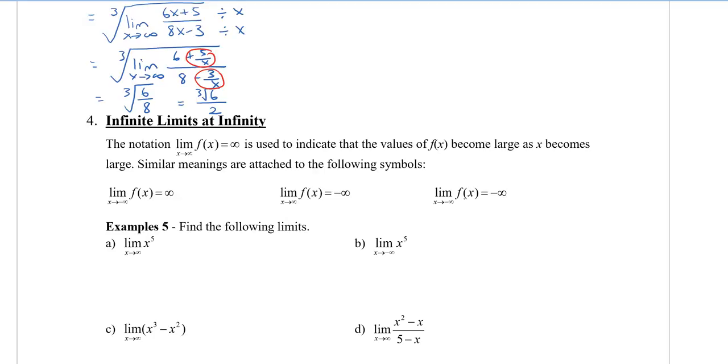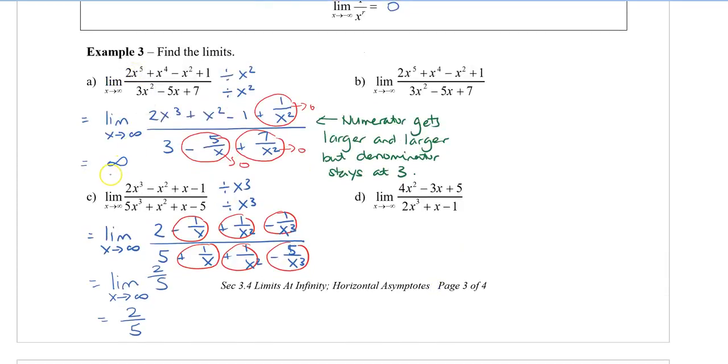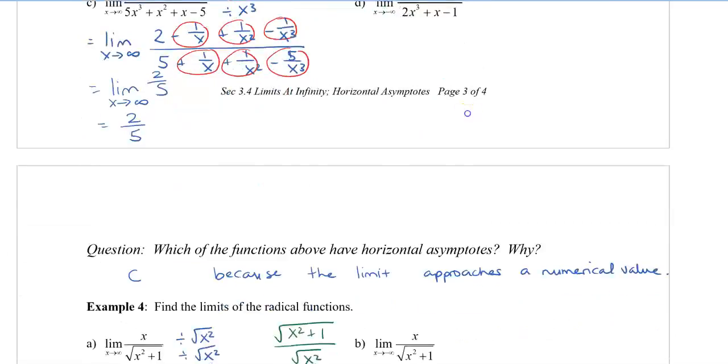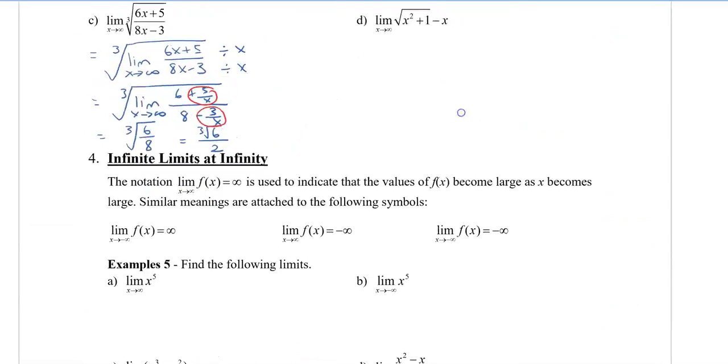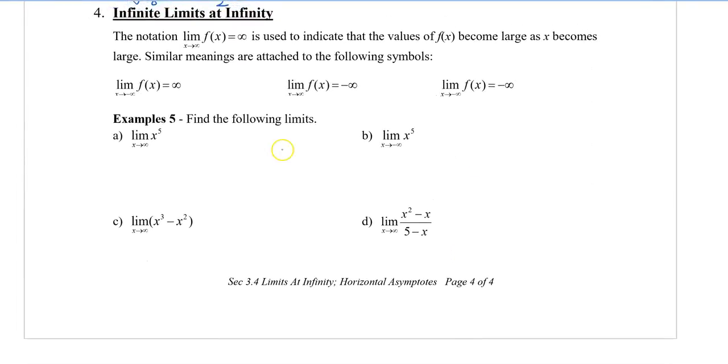Now we've already seen an example of this at the beginning when we did example 3a. It was going to infinity as x approaches infinity. So let's take a look at some other ones which are not rational. Find the following limits. So as x goes to infinity, because there's no other part, there's nothing to cancel off, we just say that this would be infinity.